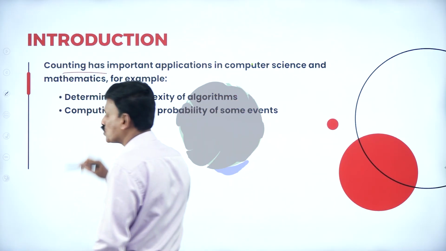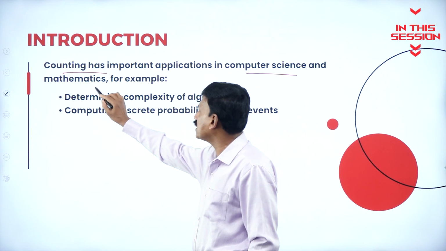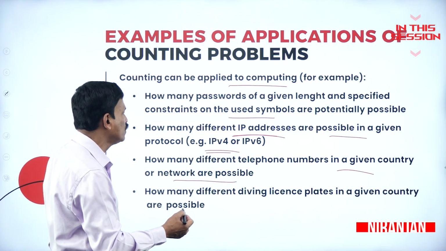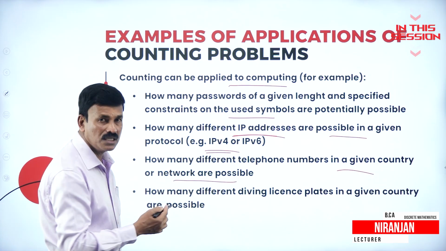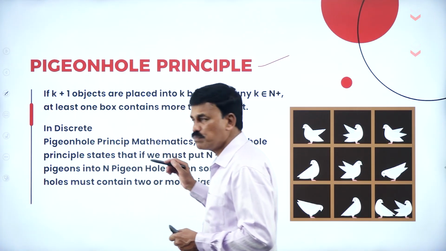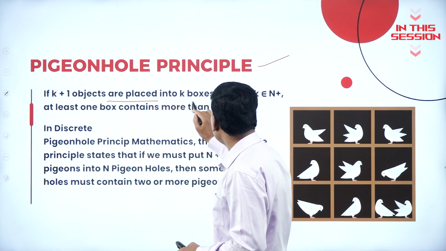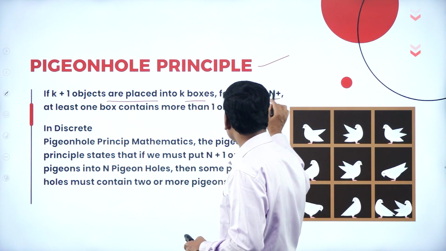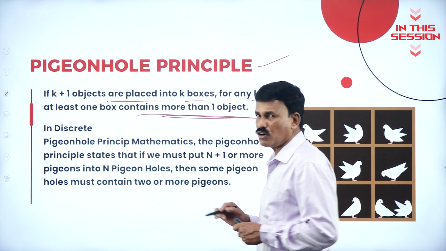What is counting? Counting has an important application in computer science and also in mathematics. How many telephone numbers in a given country or a given network are possible can be determined with the help of this principle of counting. What does the pigeonhole principle say? If k plus 1 objects are placed in k boxes, for any k belonging to the positive integers, at least one box contains more than one object.